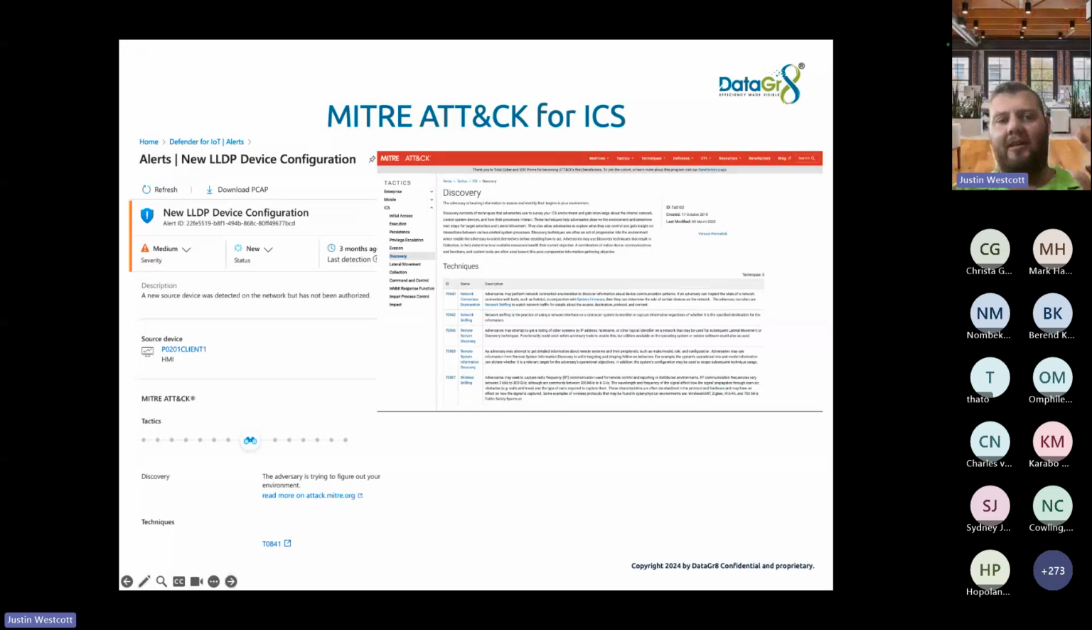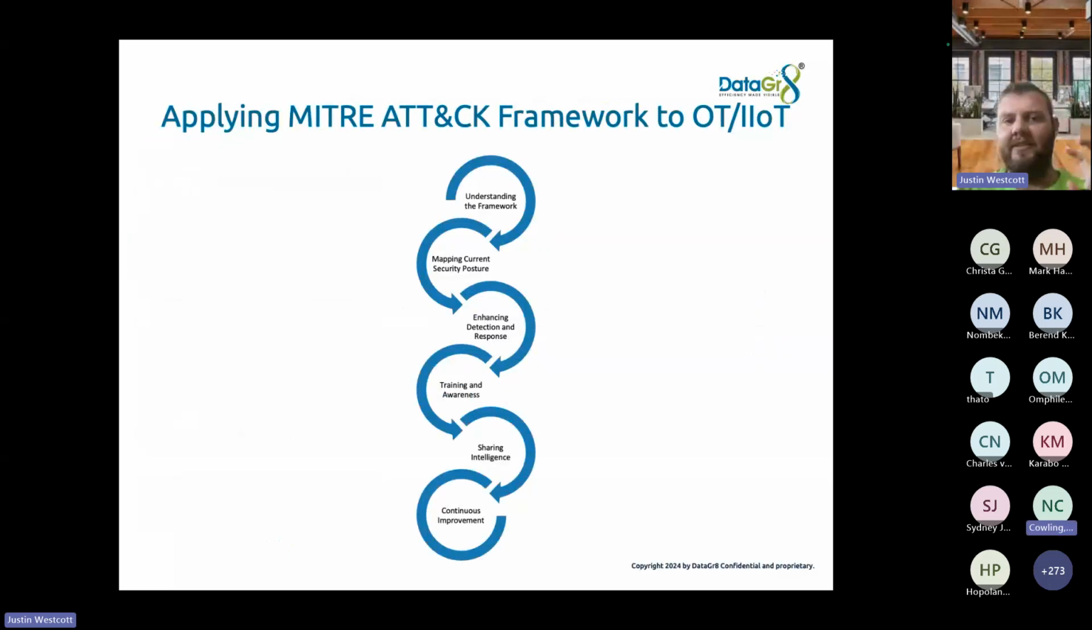Those three things are what stand out in terms of the successes of implementing the attack framework for ICS, or even just in the IT environment. And that is collectively how that works.